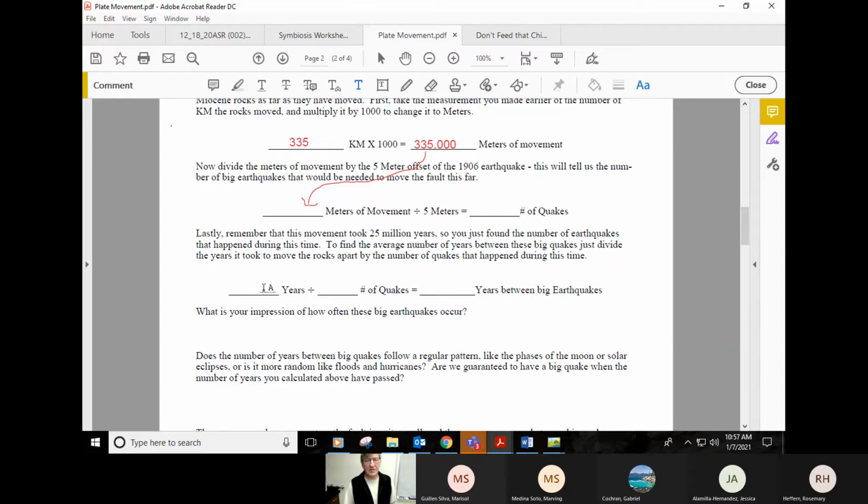So let's see, how many years were there? Oh yeah, 25 million. 25, and then we need 6 zeros since it's million. Divided by how many quakes? Well, that was here. So 25 million divided by your previous answer is going to tell you how many years happen between these big earthquakes.